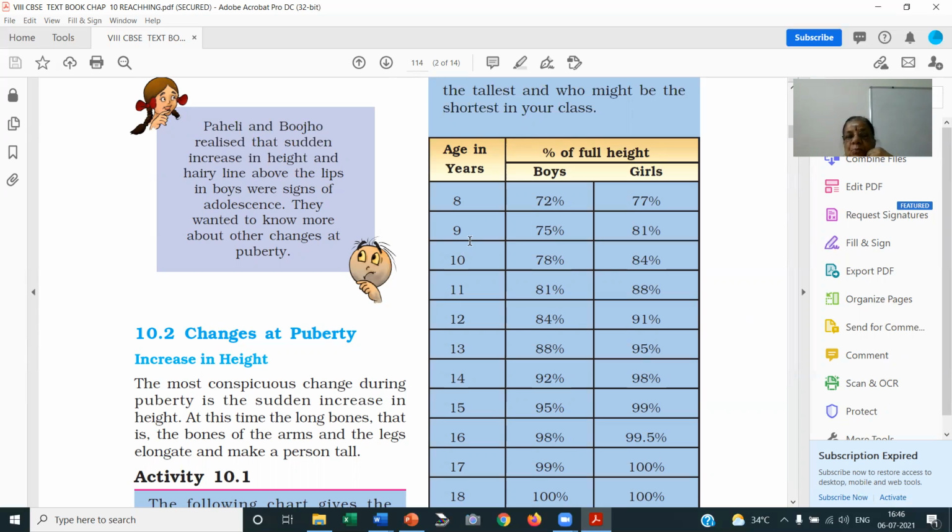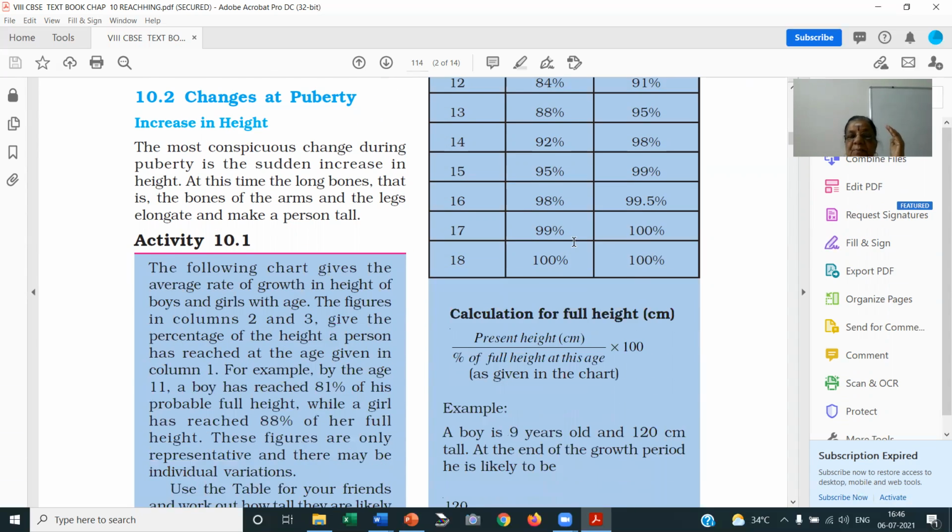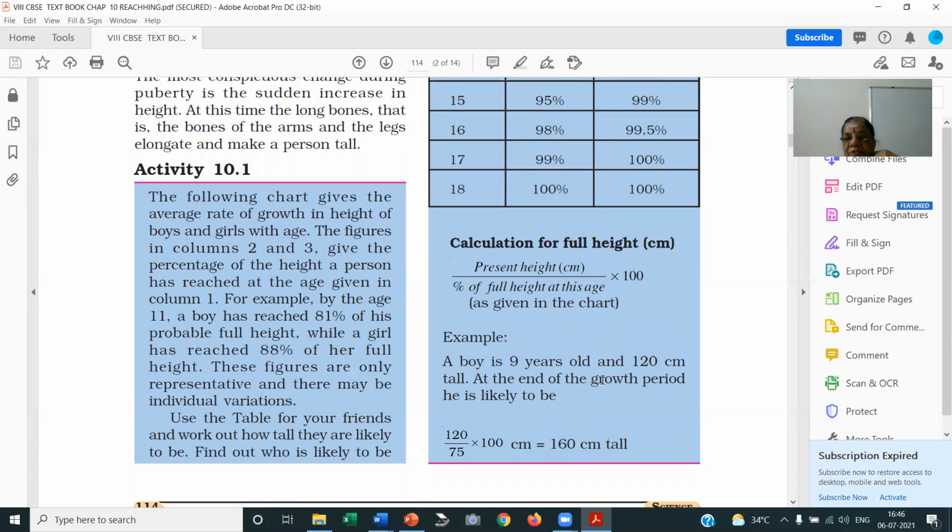For a 9 years old boy, or 75% height. That can be calculated as: a boy is 9 years old and 120 centimeters tall at that age, right? At the end of the growth period, he is likely to reach a certain height. I hope you follow. That's a formula.